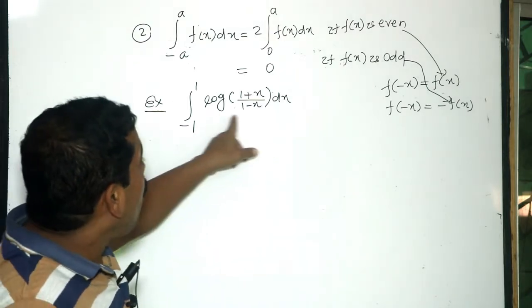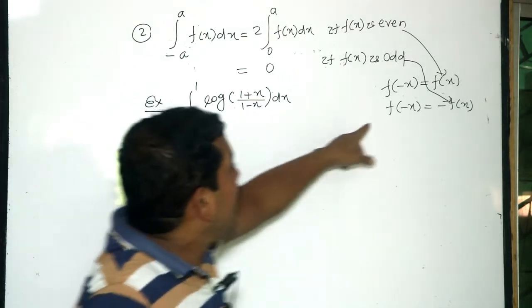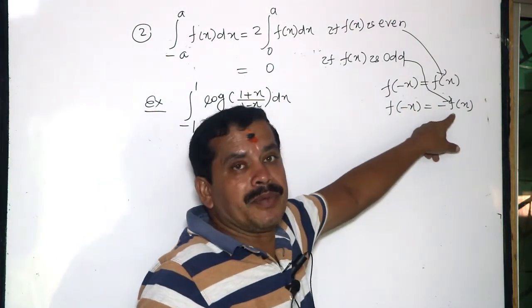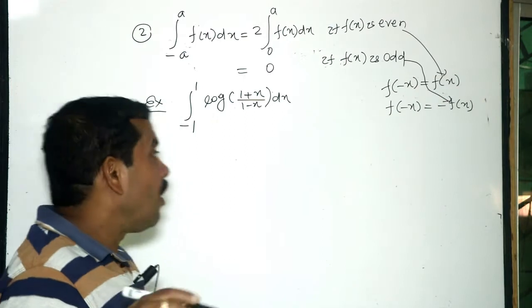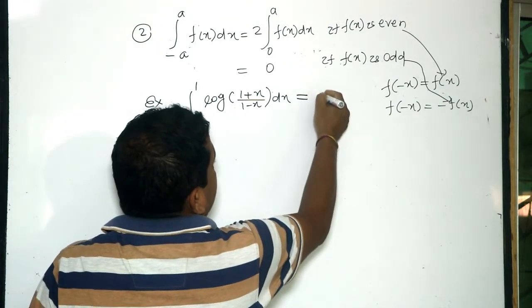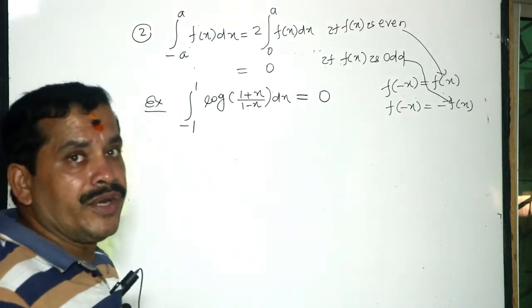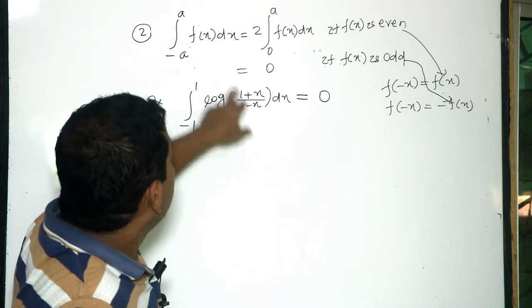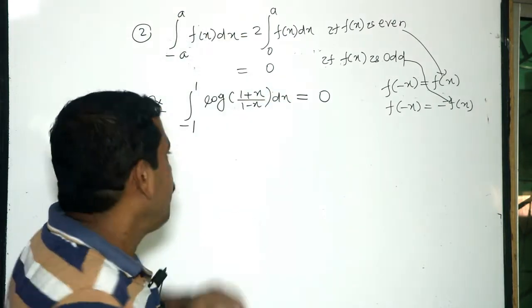As this is an odd function, we can verify by this. If f of minus x is minus f of x, then the function is odd. So here it is an odd function. So we can write it as 0. Directly we write 0 because this is an odd function. If the function is odd, then the value of the integral is 0.